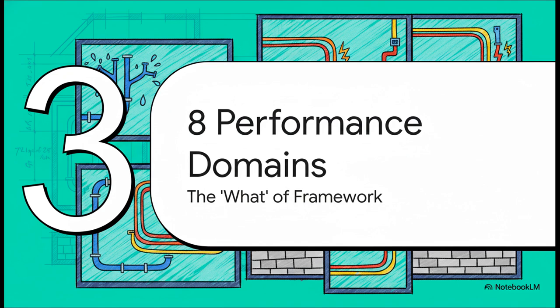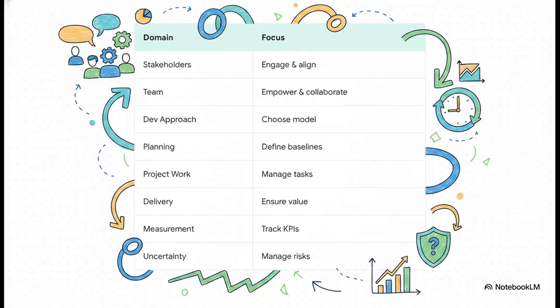Section 3. 8 project performance domains, the what of our framework. With our overarching building codes established, we move to the concrete areas we manage. If the principles are the blueprint, the domains are the interactive, overlapping rooms and physical systems of our house, like the plumbing, the electrical, and the framing. Let's look at these 8 interrelated areas. Everything from empowering your team and aligning stakeholders to managing uncertainty and tracking measurement.